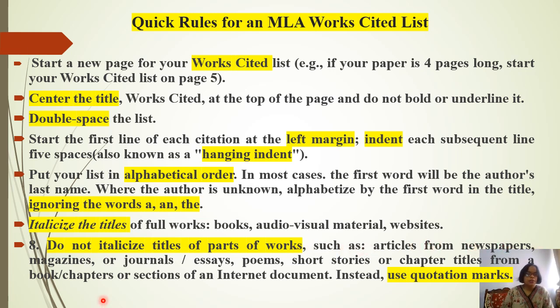Articles from newspapers, magazines, journals, essays, poems, short stories, chapters, all of these come in the category of parts of works, so they are not going to be italicized. For titles from a book, chapters or sections of an internet document, instead use quotation marks. That means we have to use inverted commas with this kind of citation. In this manner, we have taken a quick recapitulation of the rules which we are going to use in our works cited list.